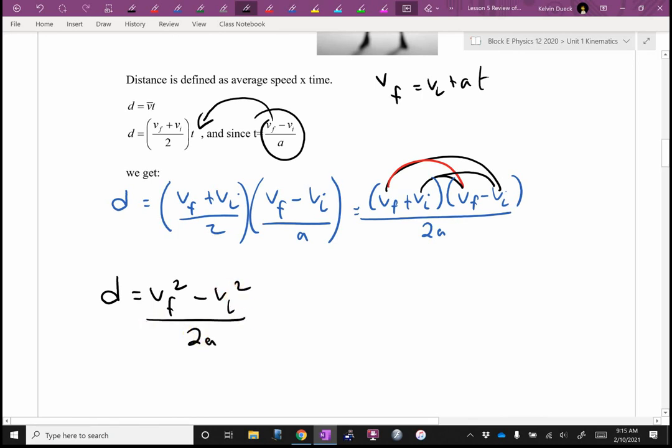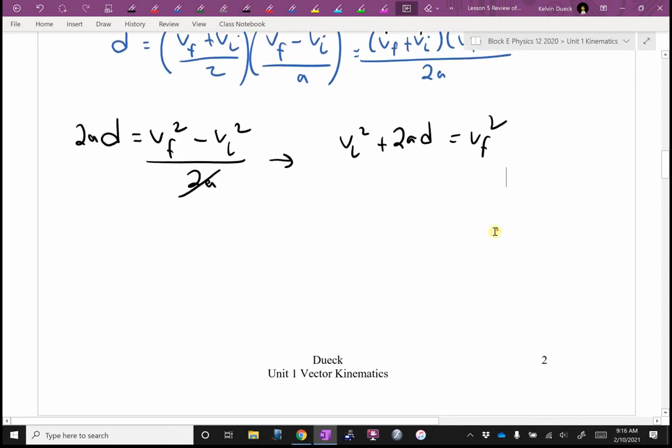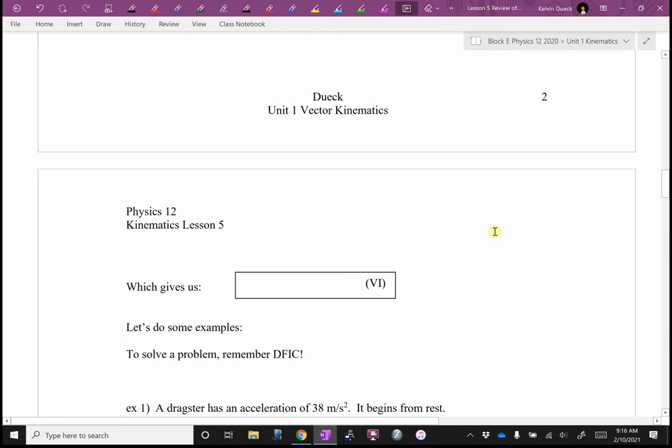And now I'm going to get the VF by itself. I'll times the 2A over. How would I move the VI squared over? Yep. And you get VI squared plus 2AD equals VF squared. I didn't derive that equation with you last year, Sky. We used it, and it's going to go in the box here on the next page. This is our good old VF squared equals VI squared plus 2AD.